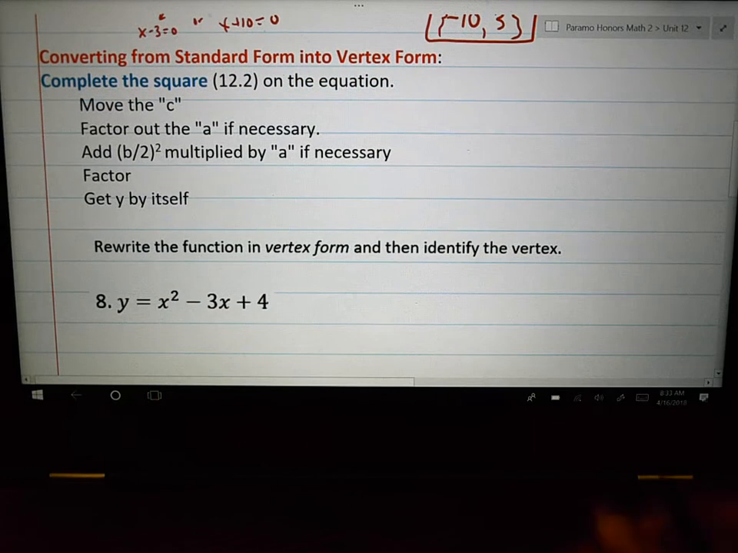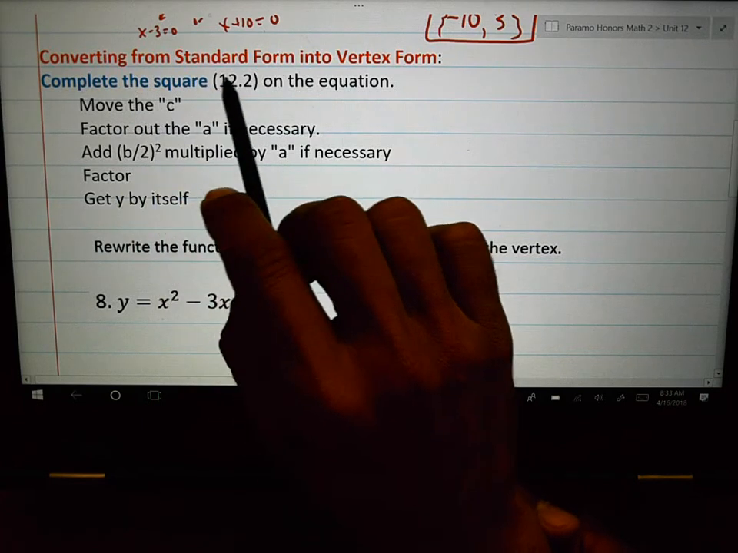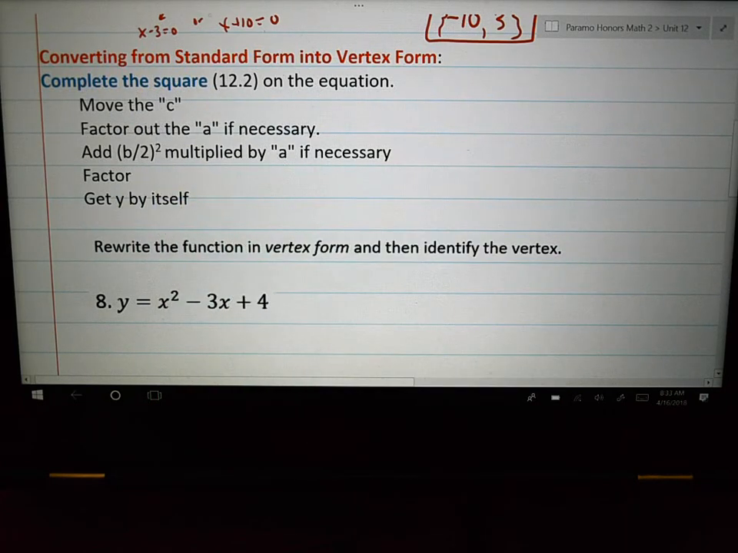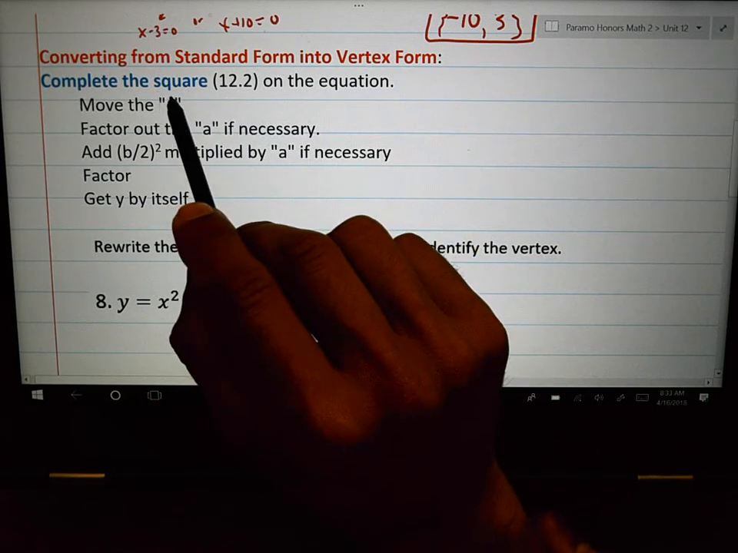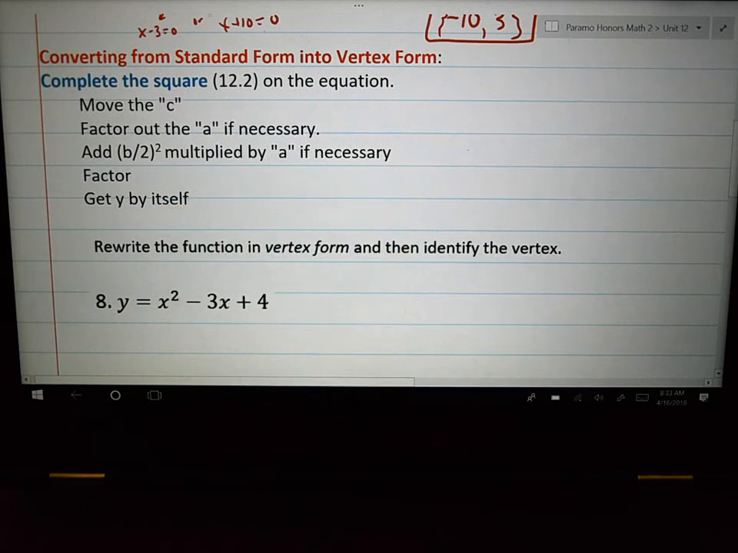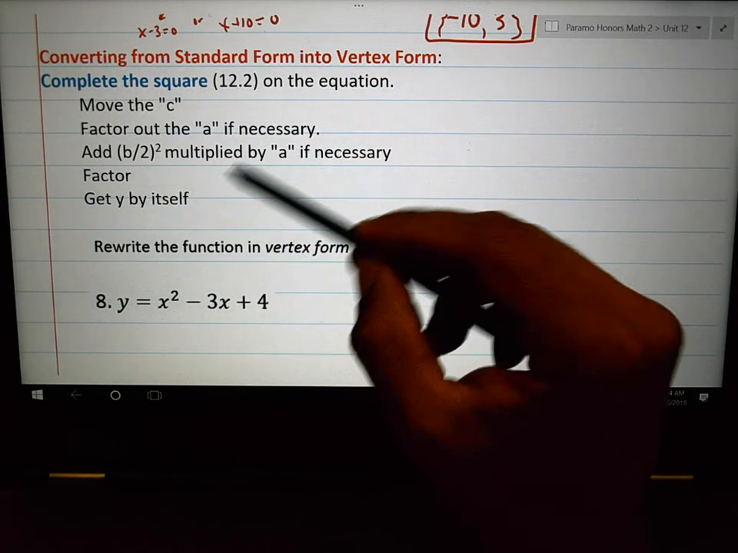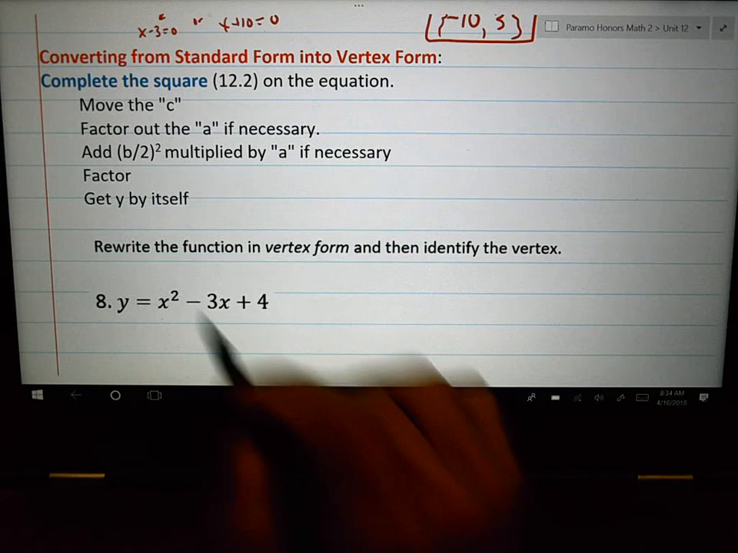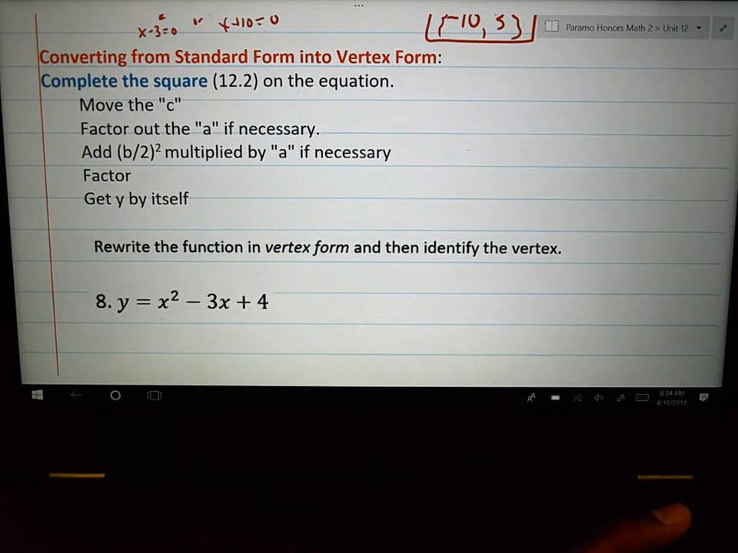When you get to the other questions, right in the middle of this whole 12.9 section, they're going to ask you to convert from standard form into vertex form. So you're going to basically review 12.2, completing the square on the equation. Here are the steps. If you missed it on 12.2, the steps are right there. You move the c, you factor out the a if necessary, you add half of b squared, multiplied by a if necessary, factor and get y by itself.